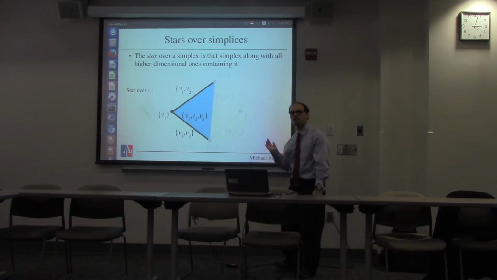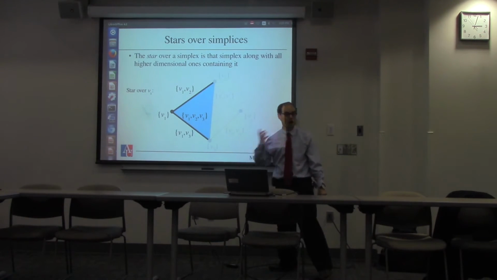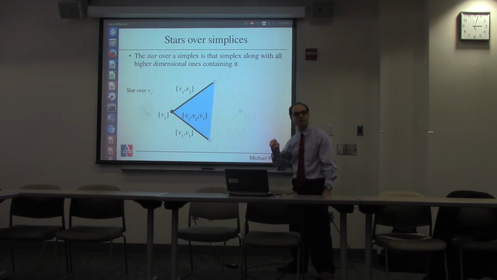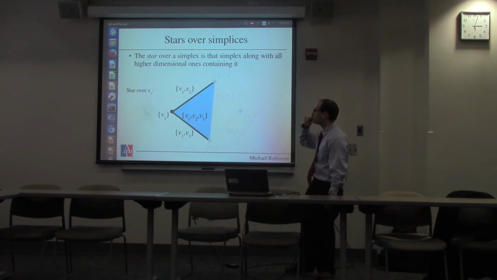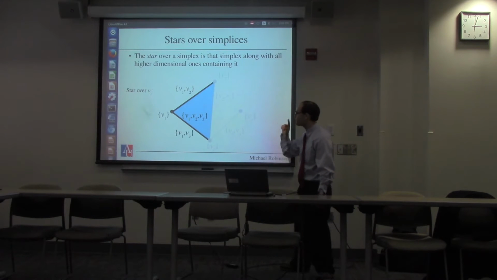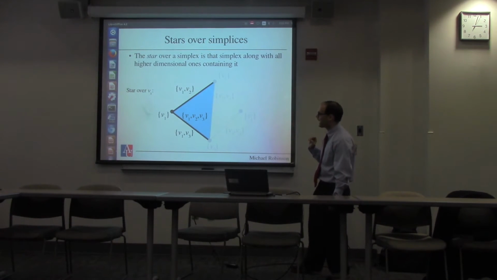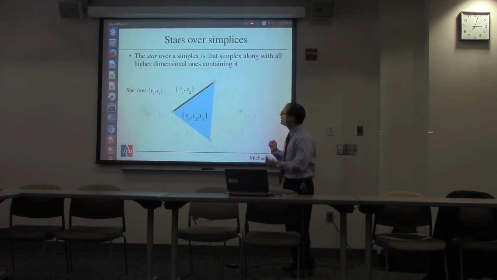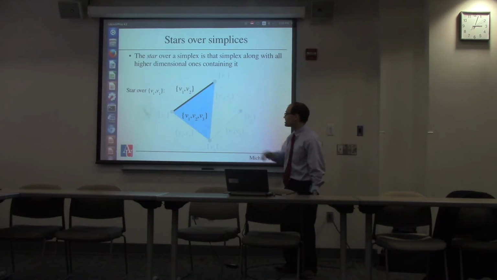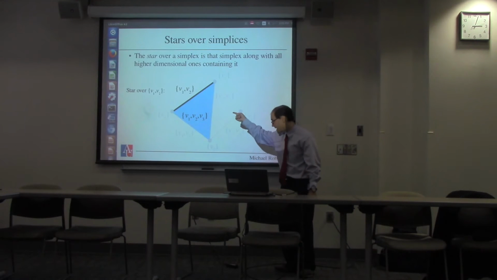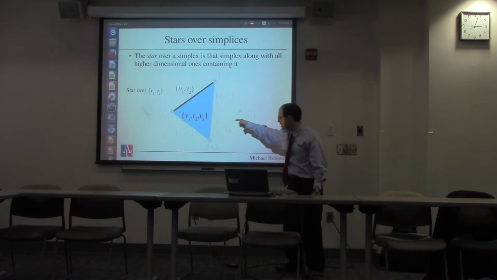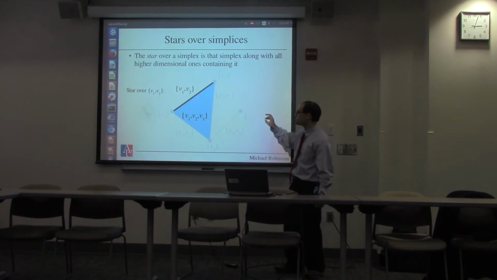Now, simplicial complexes also have an analogous concept of star. Here's the star over V1. It's all the higher dimensional faces that are attached to that vertex. So there's two edges and this higher dimensional face. Okay, now what about if I take a look at the star over this other edge? Again, all the higher dimensional faces attached to that edge, just that one face. Of course, if I took the star over that triple, it would just be that triple.